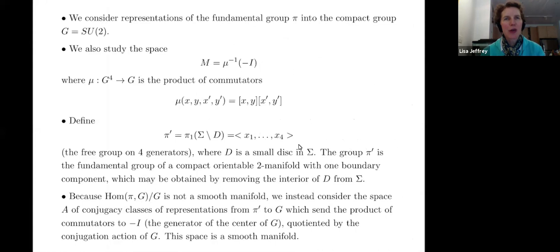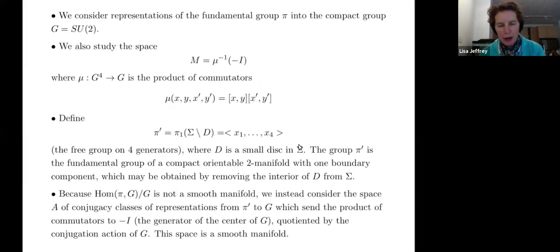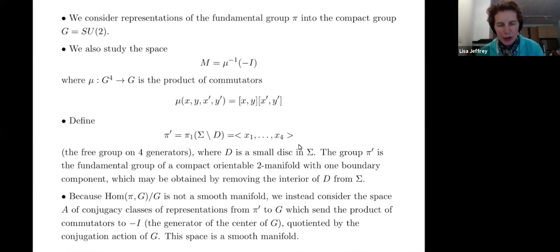In particular, we'll study the space where the product of commutators, I need to get used to using the laser pointer, the product of commutators is sent to minus the identity matrix. It looks like this. The fundamental group, as I said before, is the free group on 4 generators.